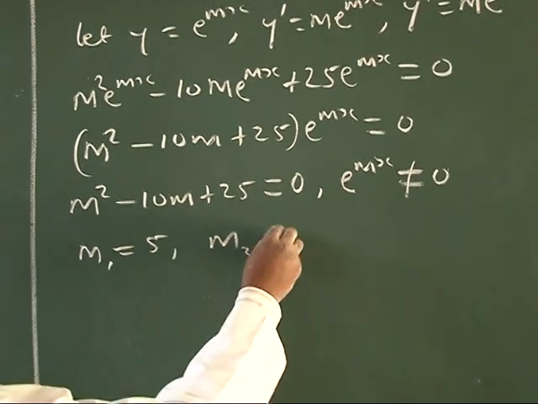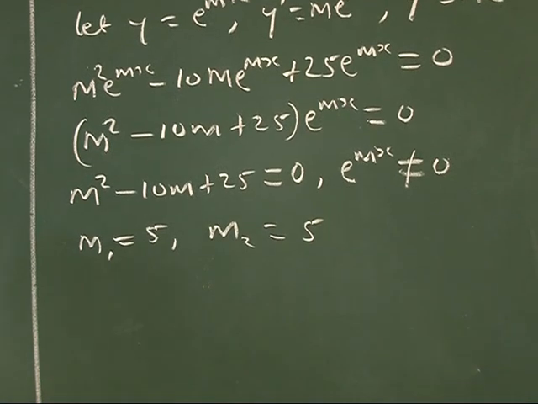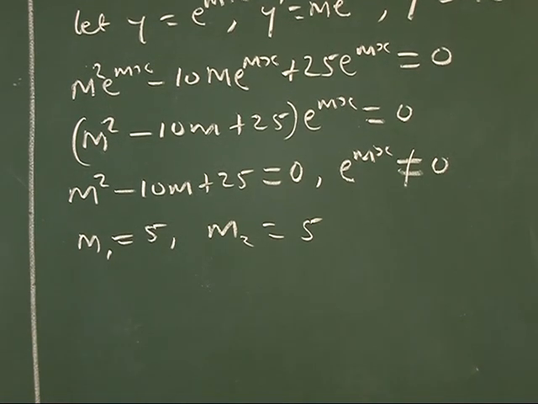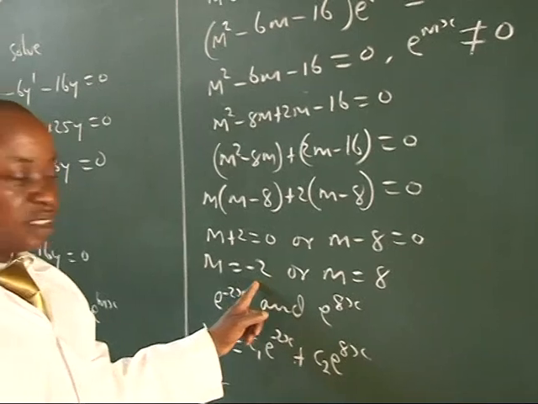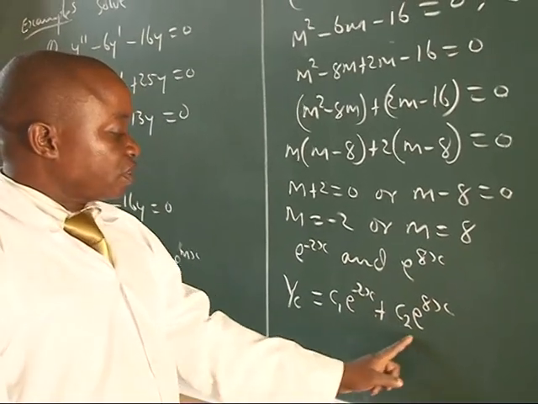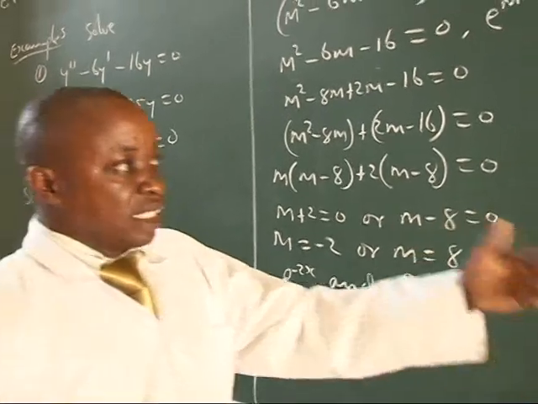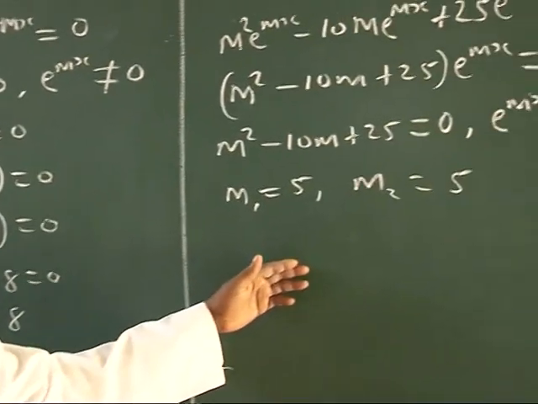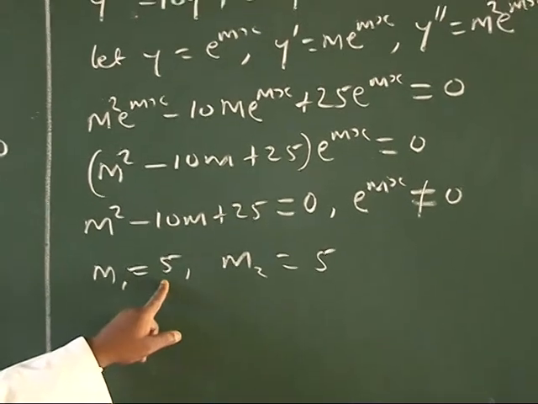This is m1, m2 is what? 5. Now look at this case. In this case, these were distinct roots, minus 2a, and we have the general solution in this way. But the next case that we are taking here is coincident roots, that is, equal roots.